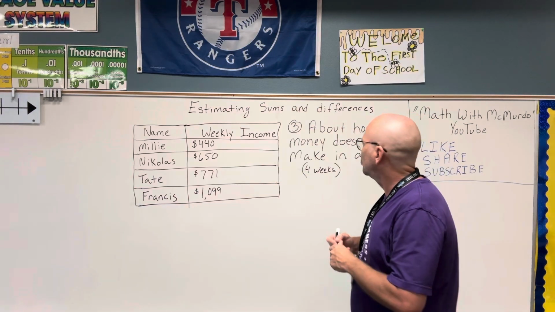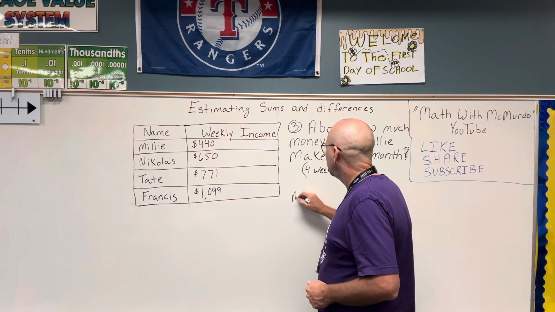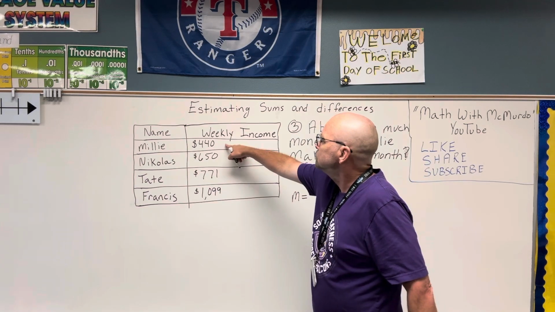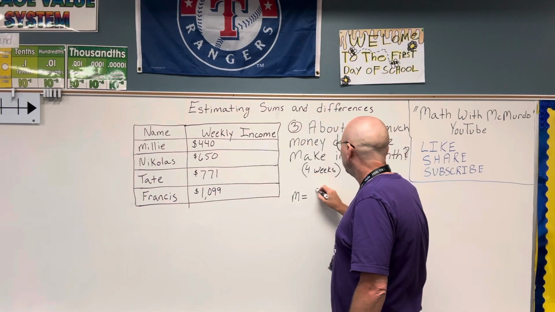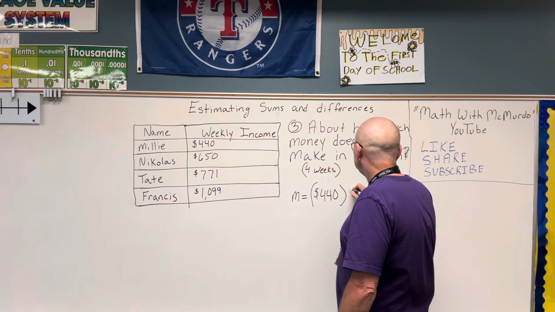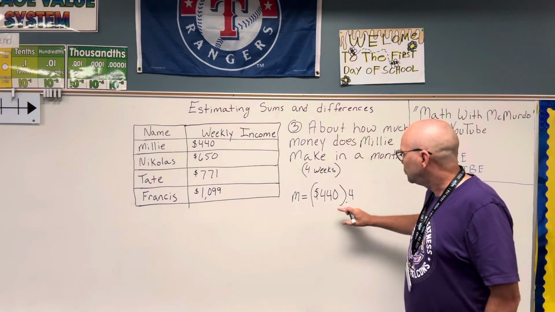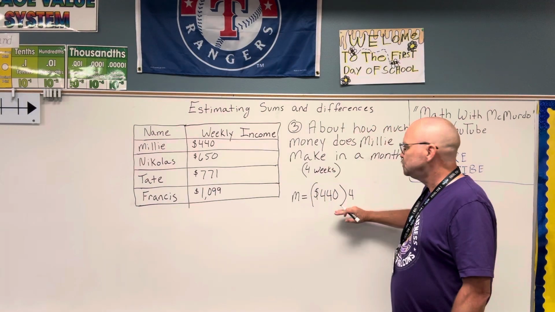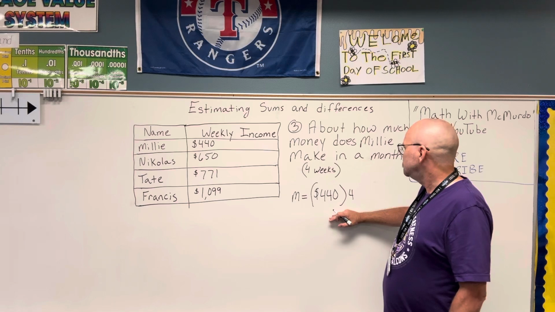So again, we're going to have a variable. We're going to write an equation. M equals 440 times 4. If I put a number next to the parentheses, this just means multiplication.